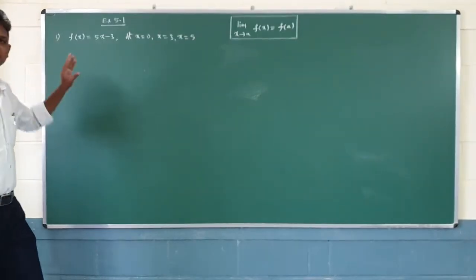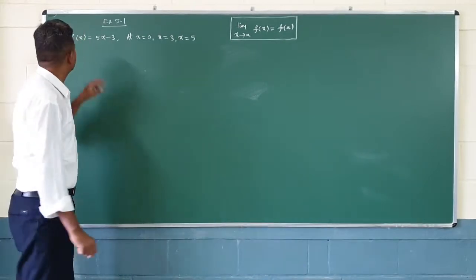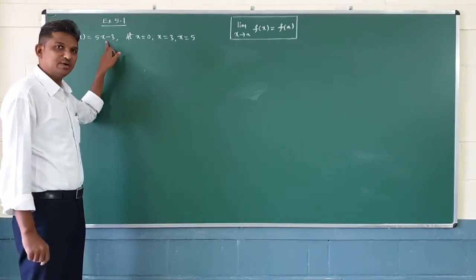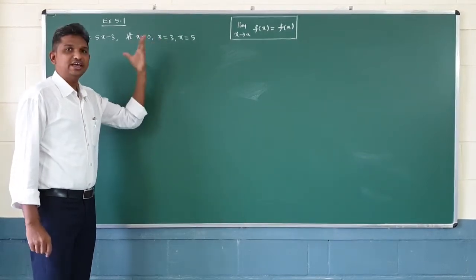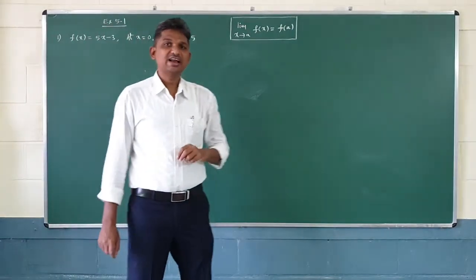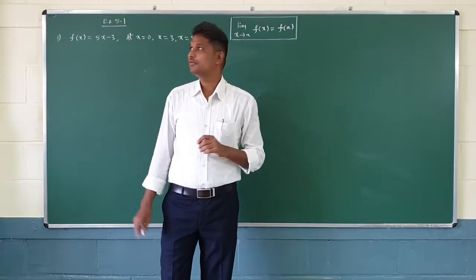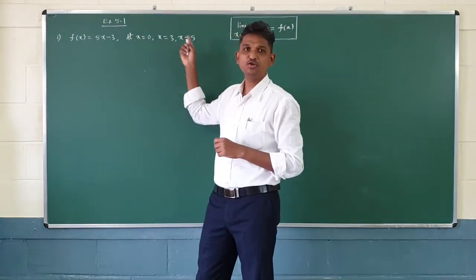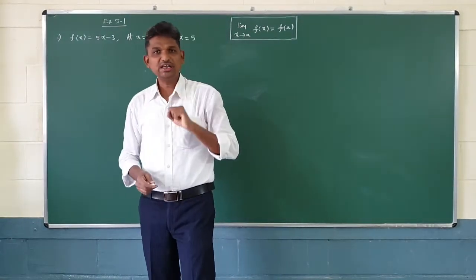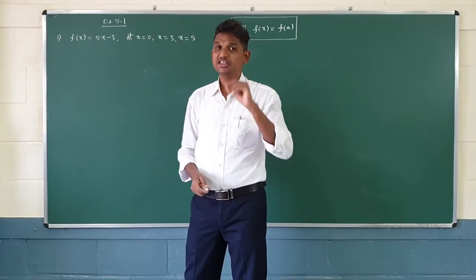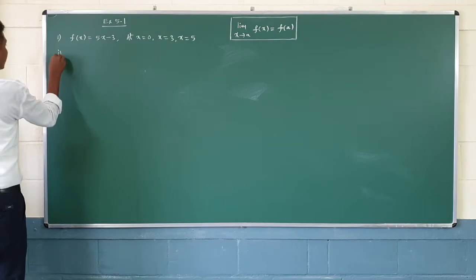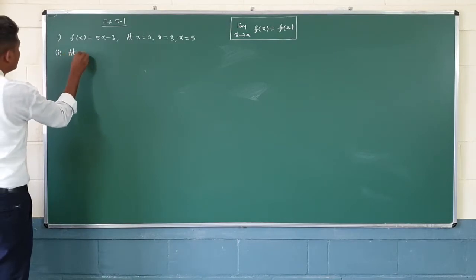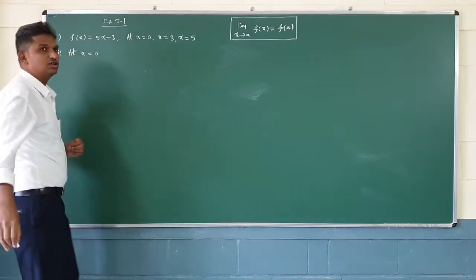What are they asking? Check the continuity of the function f of x equal to 5x minus 3 at x equal to 0, x equal to 3, x equal to 5. Actually, in this one problem, there are a total of 3 parts. First, I will check the continuity at x equal to 0.